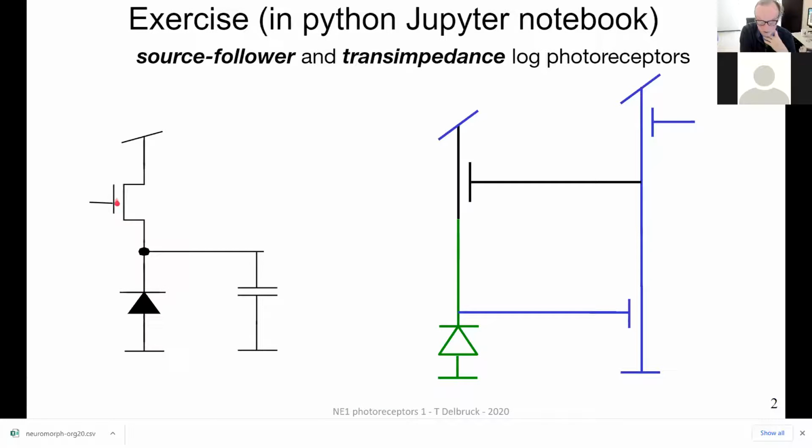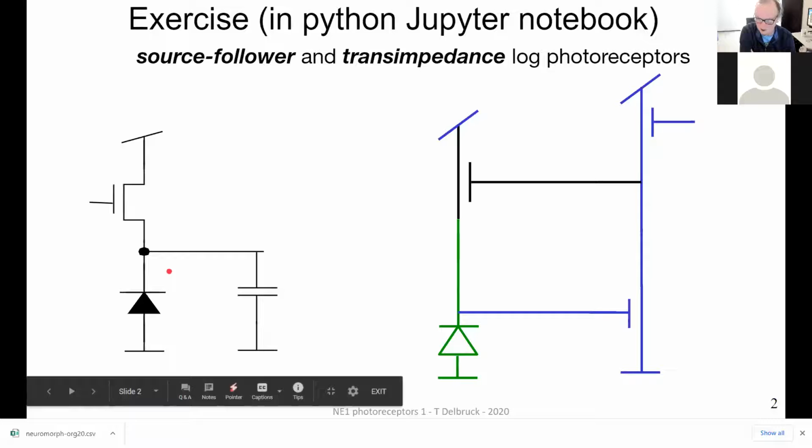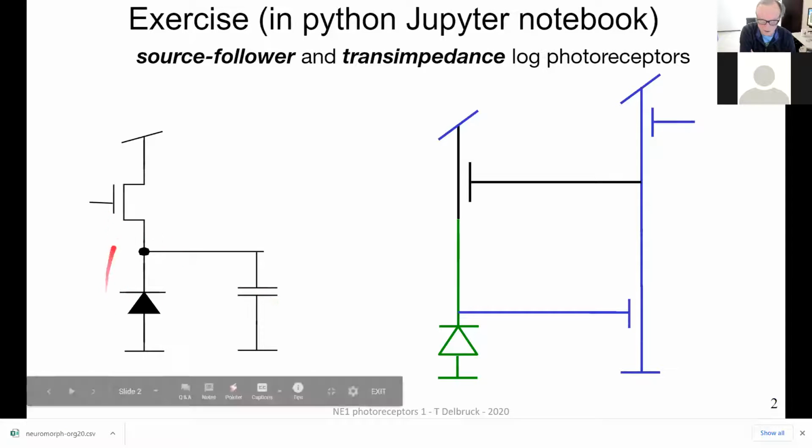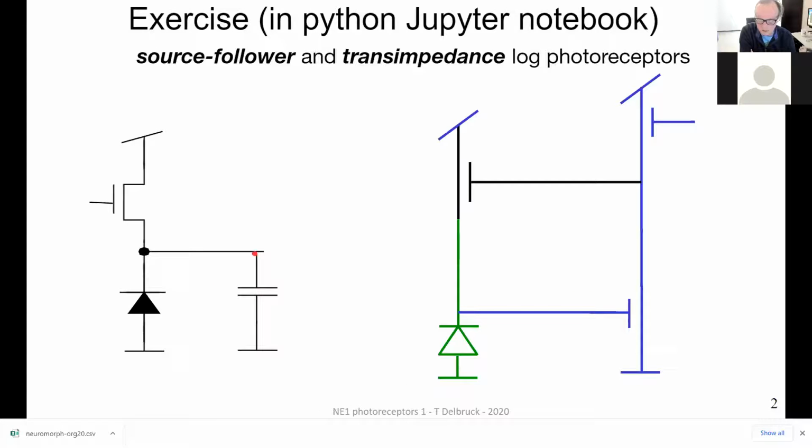And since the current flowing through this transistor is exponential in the gate-source voltage, it follows that the voltage is logarithmic in the current, right? The voltage goes down as the photocurrent goes up. And every photodiode has an associated parasitic capacitance. That's why you put a capacitor here. And that, of course, low-pass filters the output signal.